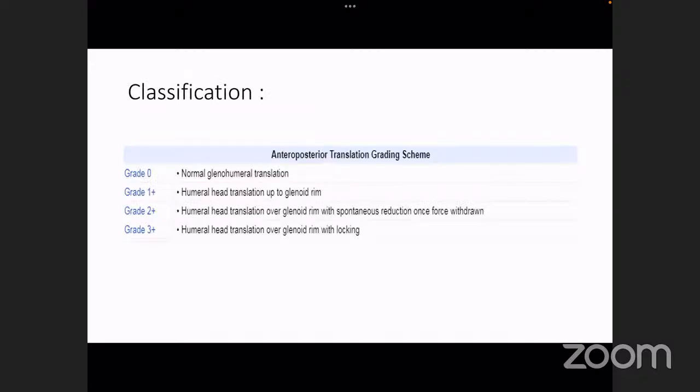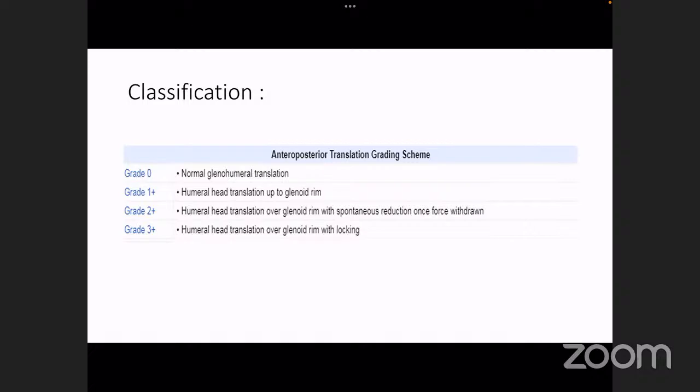Now regarding physical examination and the treatment plans. We have the anterior posterior translation grading, which is the shifting. That's to measure how much the humeral head will be shifted at the anterior posterior level. So it goes from grade 0 to grade 3 plus.